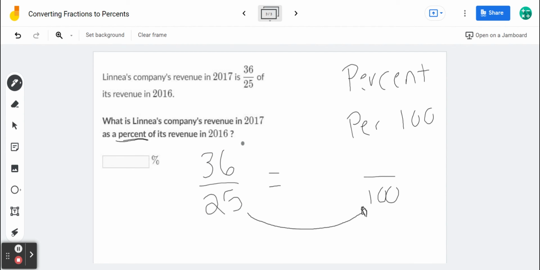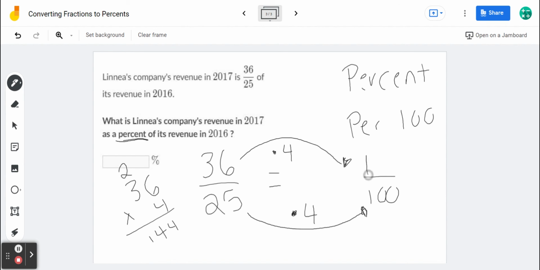So how do I go from 25 to 100? Times 4. Because 25, that's a quarter. So 4 quarters make $1. What you do to one side, you must do to the other. 36 times 4. That's not something I can do mentally this early in the morning. 24. That's 12 plus 2. 144. 144.